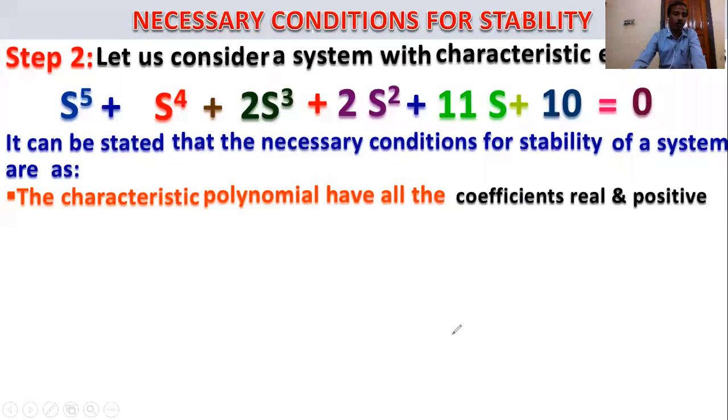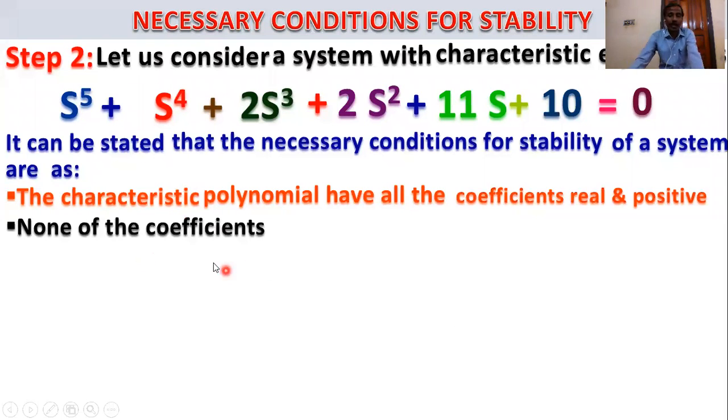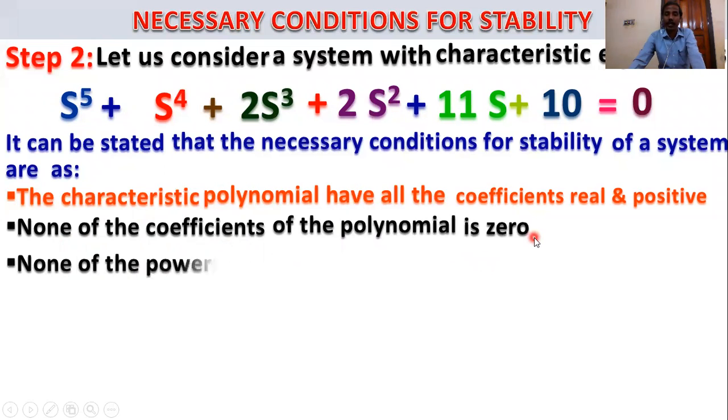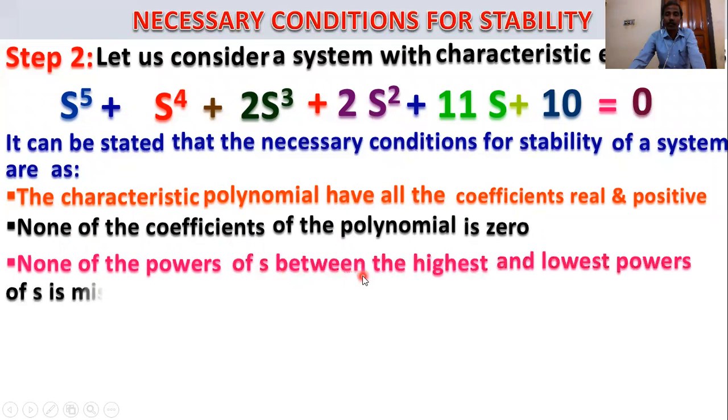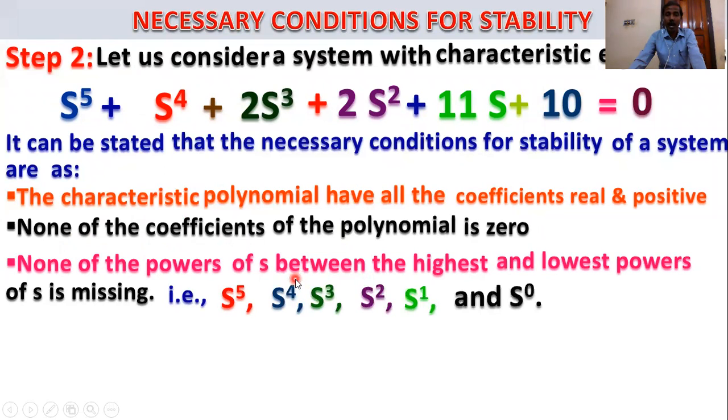Then point 2, none of the coefficients of the polynomial is 0. In this case 1, 1, 2, 2, 11, 10. So none of the coefficients of the polynomial is 0. This is also satisfied. Point 3, none of the powers of s between the highest and lowest power of s is missing. In this case, s to the power 5, s to the power 4, s cube, s square, s to the power 1 and s to the power 0. So no missing power in this case. That means s to the 5, 4, 3, 2, 1 and 0.